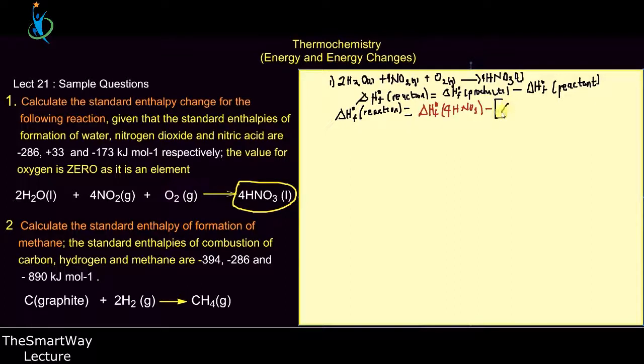We are going to get the standard enthalpy of formation of water, and that is 2 moles of water. It is very important we write the 2 moles, because energy and quantity always move directly. And you also add the enthalpy of formation of nitrogen dioxide, and it is 4 moles, so I have to put the 4 moles here. And then I'll add that of oxygen, the enthalpy of formation of oxygen gas.